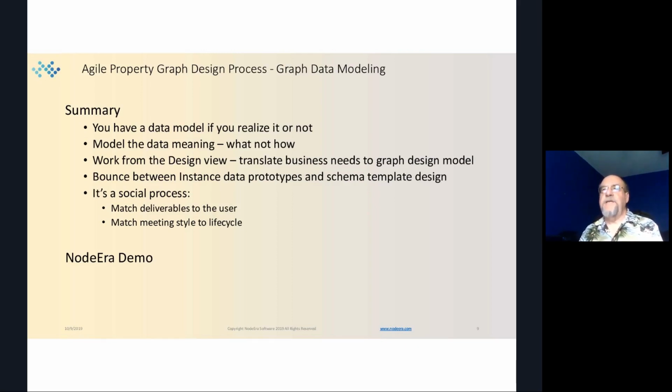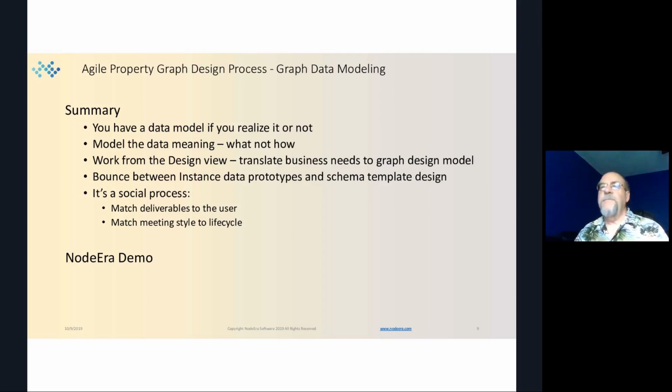Model the data meeting. What, not how. Work from the design view. Remember, we're translating business needs into a graph design that the developers can take and be successful with. Bounce around between instance prototypes and the schema template design. You're going to go back and forth. And then finally, remember, this is a social process. We're trying to match the deliverables to the user and match your meeting style to where you're at in the life cycle.